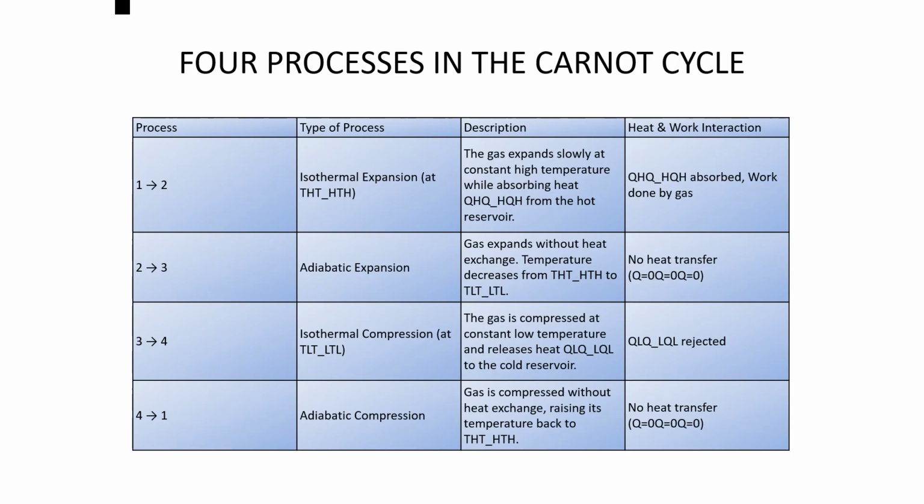Now let's know the four processes in Carnot cycle, which is also represented by pressure versus volume diagram. The four processes are: 1. Isothermal expansion. Gas absorbs heat from the hot reservoir and expands. 2. Adiabatic expansion. Gas continues to expand without heat exchange and temperature drops. 3. Isothermal compression. Gas is compressed, releasing heat to the cold reservoir. 4. Adiabatic compression. Gas returns to its initial state without heat exchange.